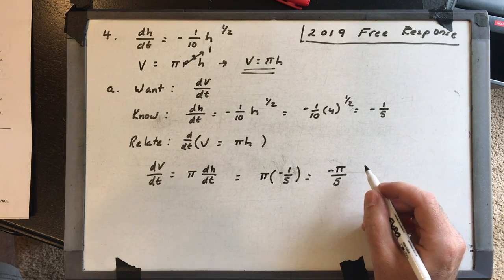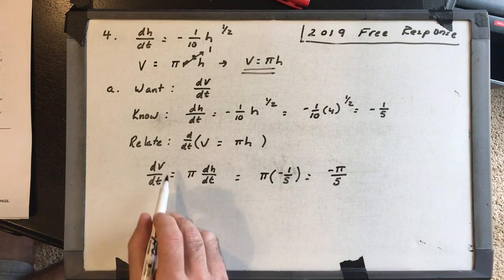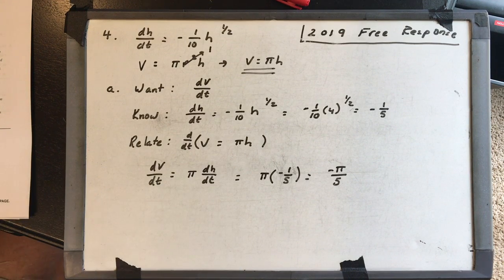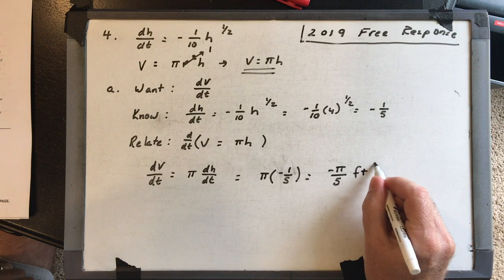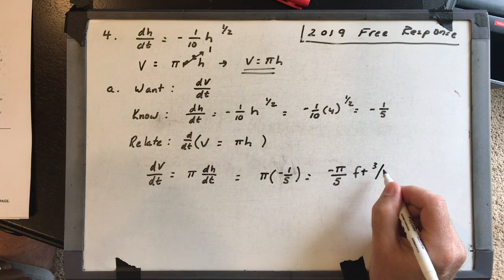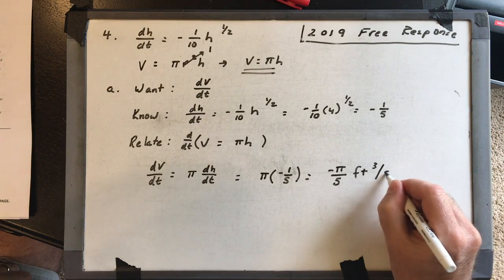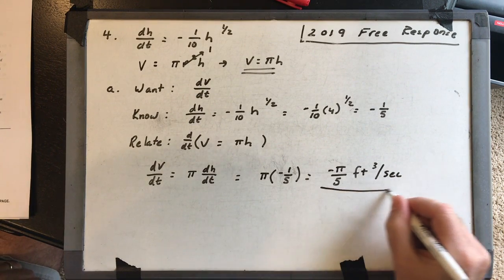And if you look at what a volume is, a volume is a cubic distance. The distance is feet, so cubic feet. And for the time, you just read through the problem: t is measured in seconds, so the units are cubic feet per second.